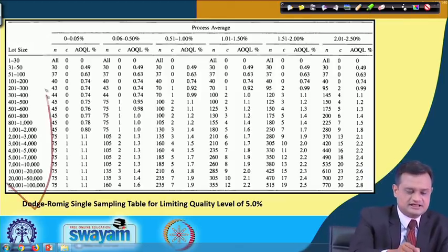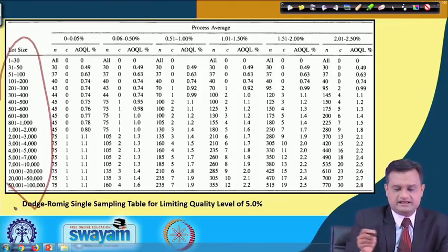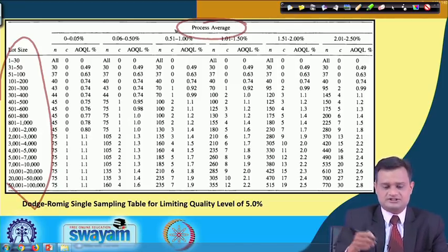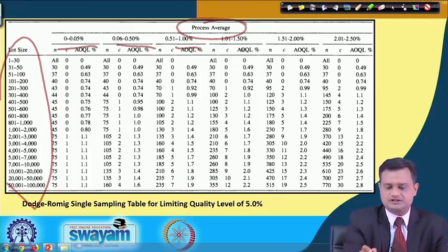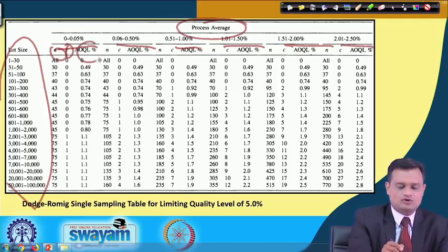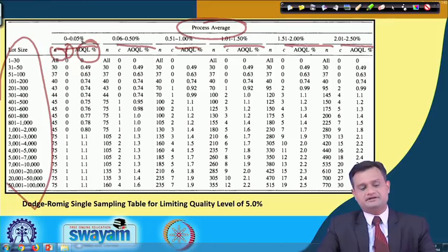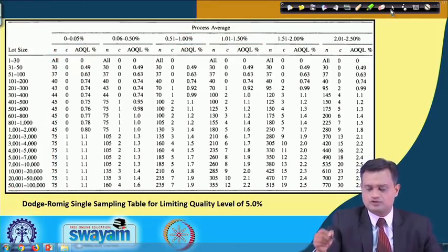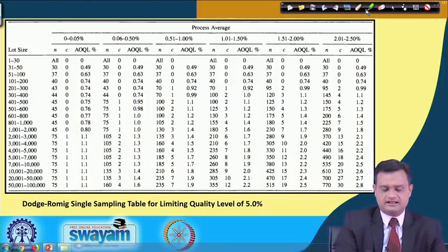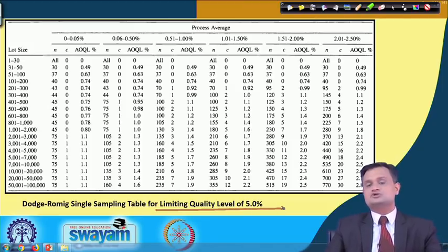Now see interestingly how this works. You have the lot size here, and you have a particular process average. So, you can take the p bar, or estimate of the process average, which is given as a range, and you have n, c and AOQL, average outgoing quality limit. If you have to implement this system, you can also see that this particular table is for limiting quality 5%. So, for different limiting qualities you can have different Dodge-Romig tables, and you can choose the one as per your LQL level.